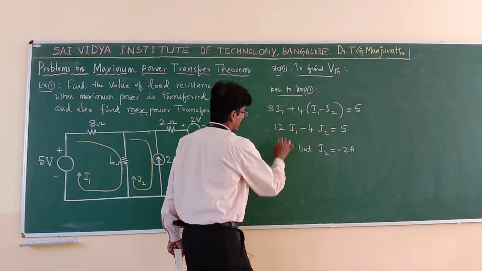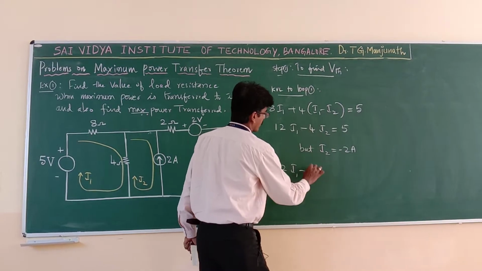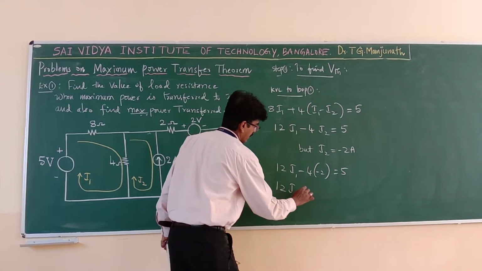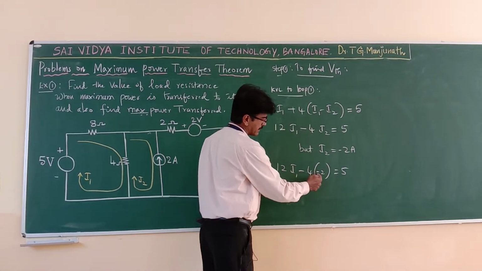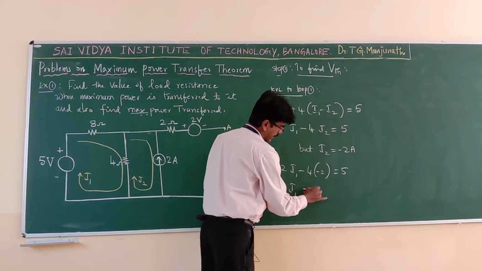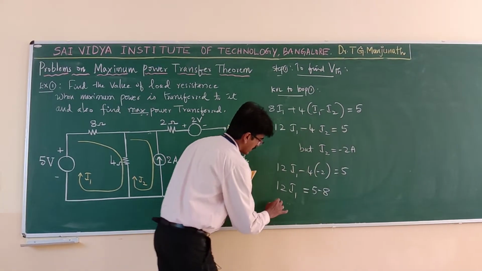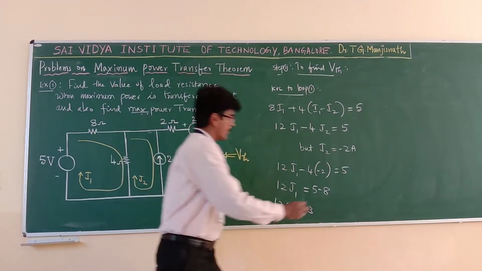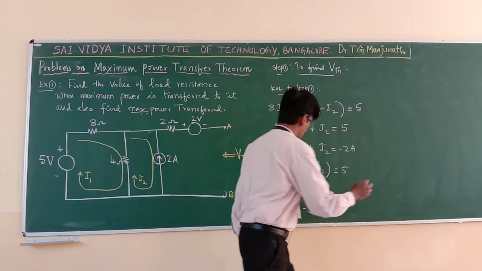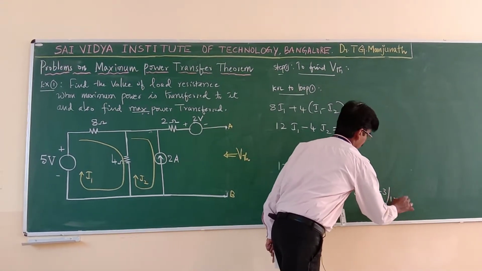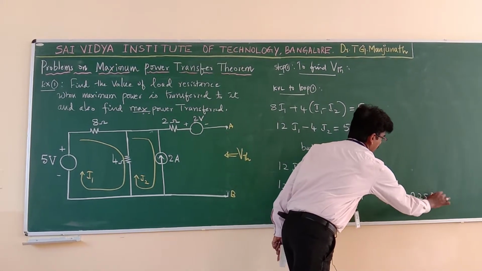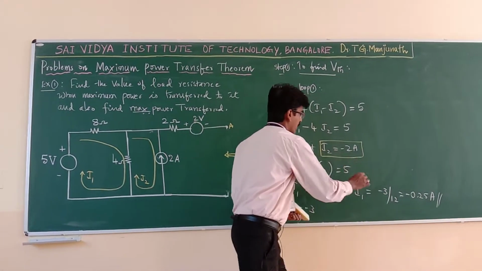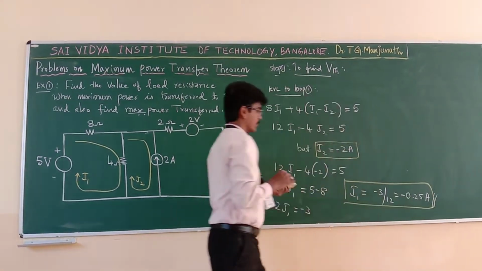So, substituting here, we will get 12 I1 minus 4 into minus 2 is equal to 5. We will get 12 I1 is equal to, minus into minus plus 8, take it to the right-hand side, it becomes 5 minus 8. Therefore, 12 I1 is equal to minus 3. Now, what is I1? I1 is equal to minus 3 by 12, which is equal to minus 0.25 ampere. So you got I1 and I2 both.